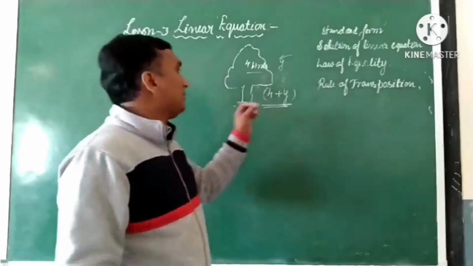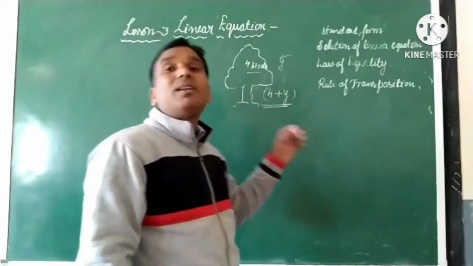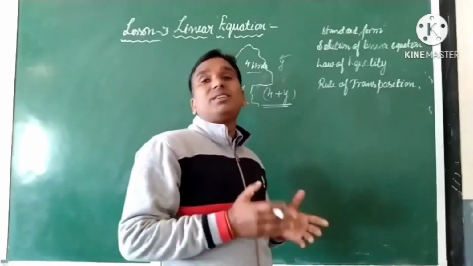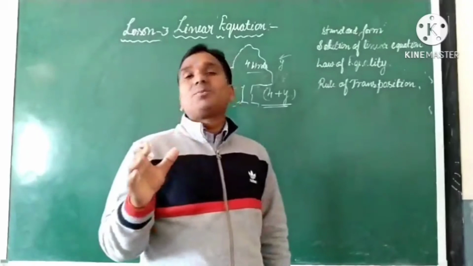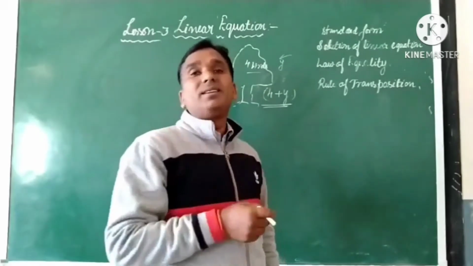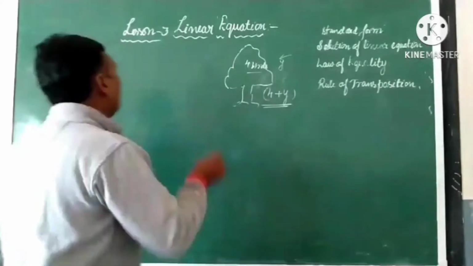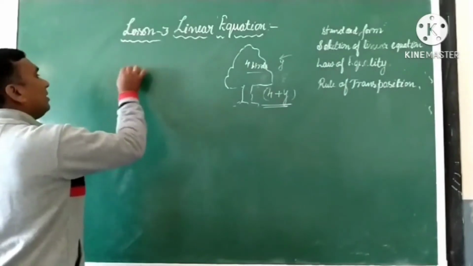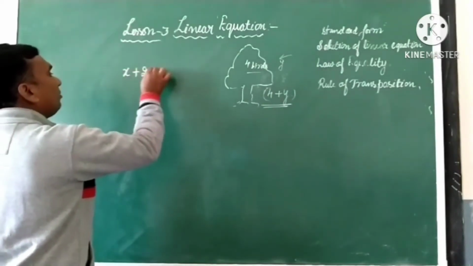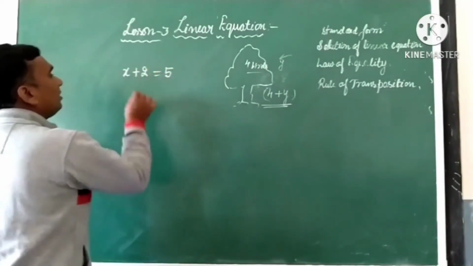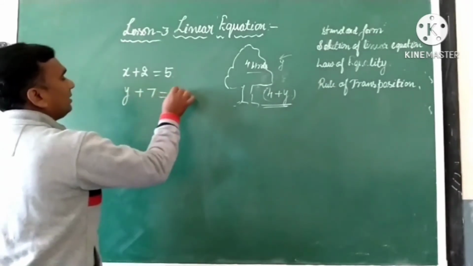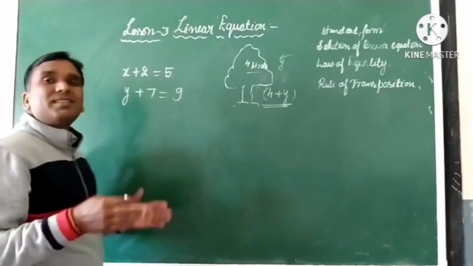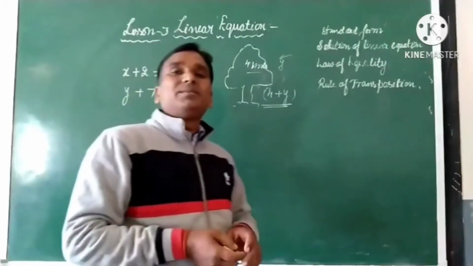And the same relation, when it comes with an equality symbol, is known as an equation. It means an equation is an algebraic expression with equality. This is the definition. You can make any expression: x plus 2 equal to 5, y plus 7 equal to 9. Like this, there may be more terms.